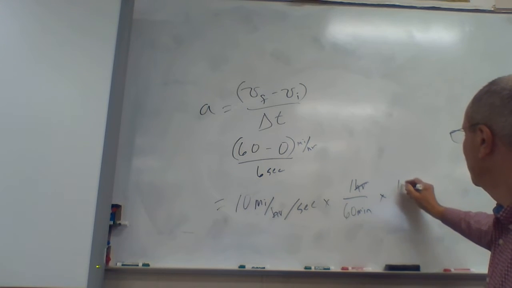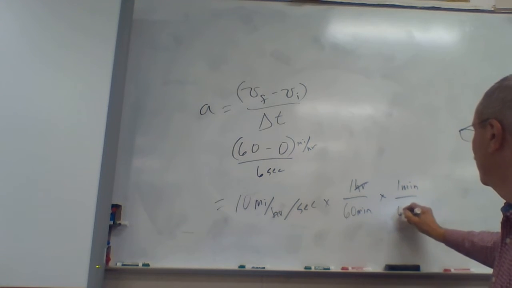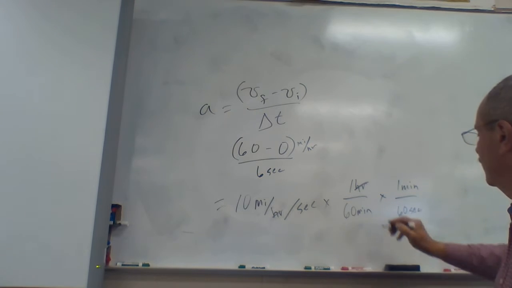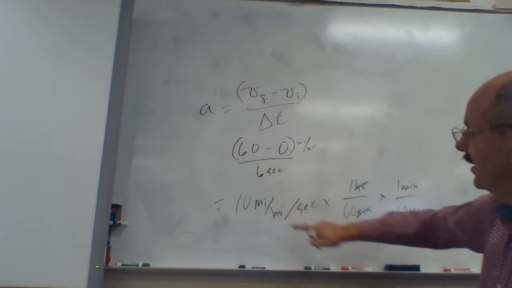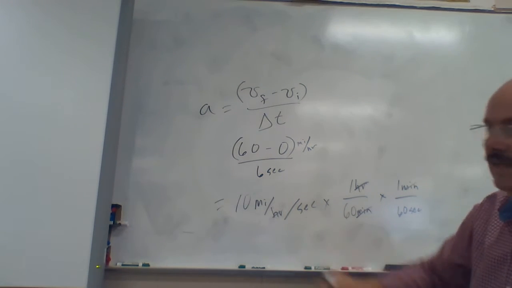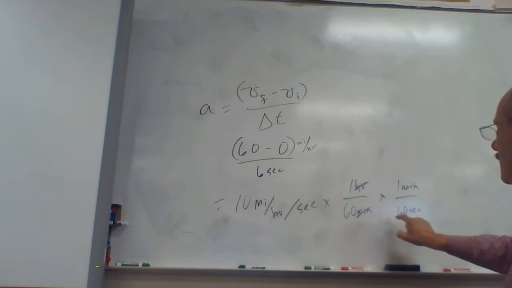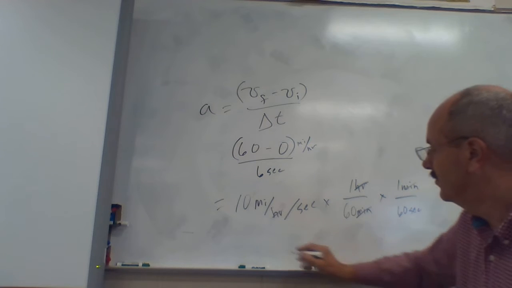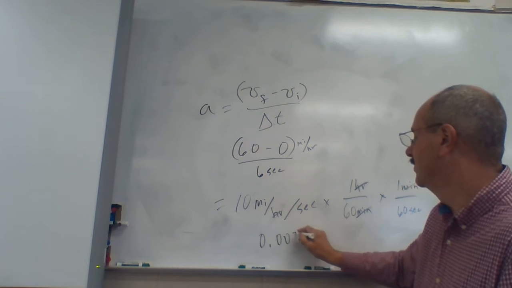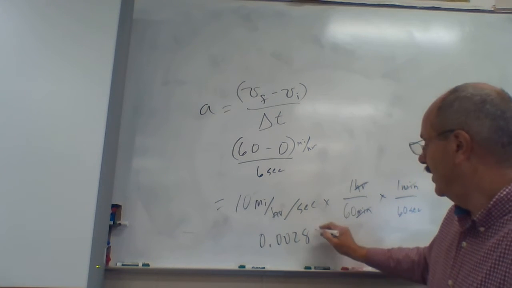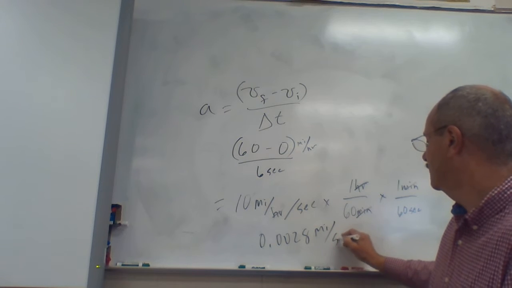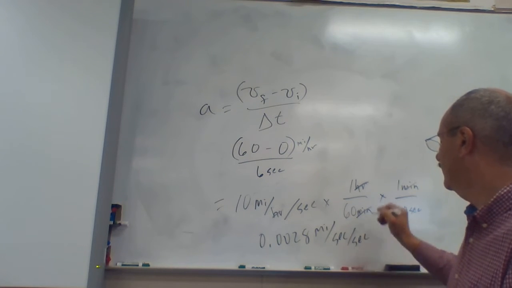So we're gonna multiply. We got 1 minute has 60 seconds in it. That lets me get rid of minutes. Now I have miles per second per second. Now I got it. So now it's 10 divided by 60 times 60. What does that equal? 0.0028 miles per second every second.